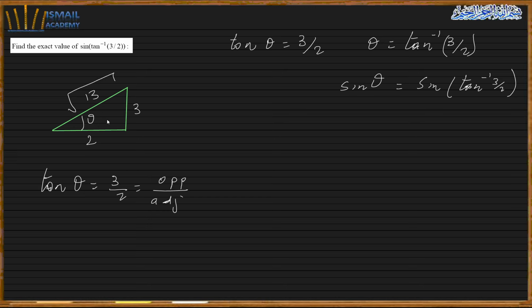And I know that sine is opposite over hypotenuse, which is going to be 3 over square root of 13. So if I multiply both sides by square root of 13, it's going to be 3 square root of 13 over 13. So I hope this is clear.